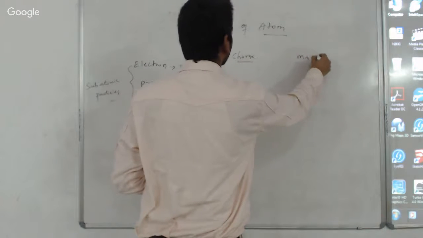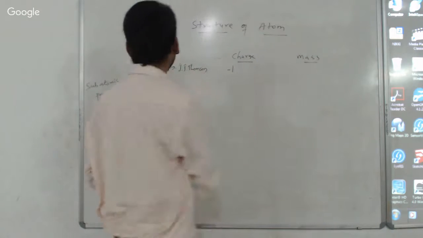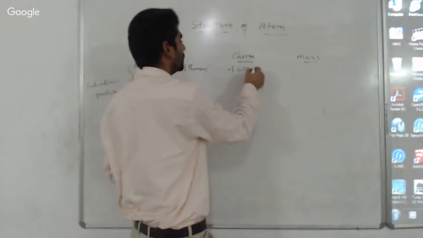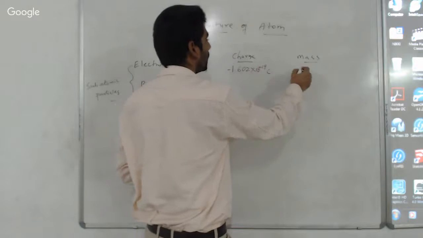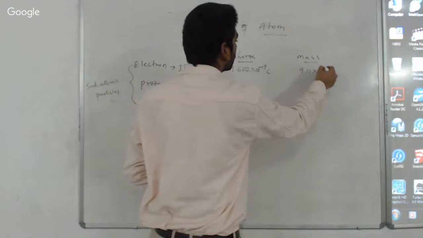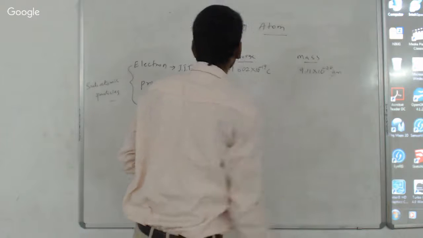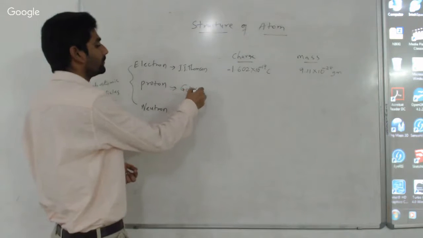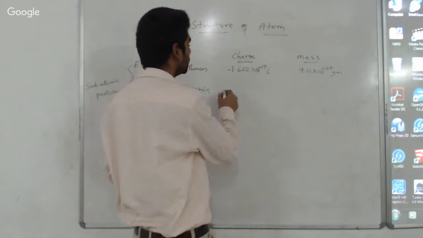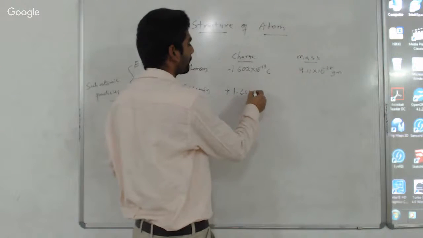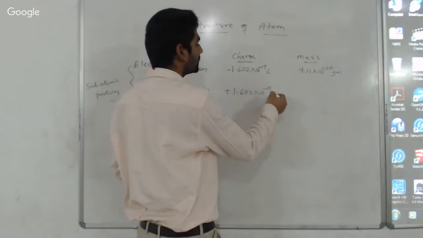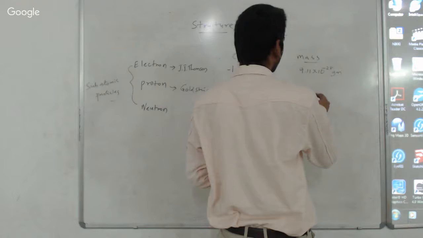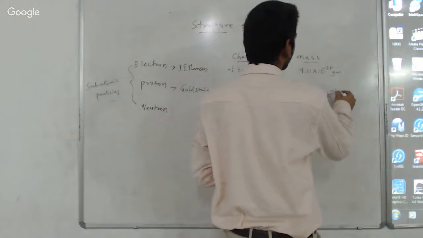Electrons are negatively charged particles. Charge is minus 1.602 into 10 to the power minus 19 coulombs, and mass is 9.11 into 10 to the power minus 28 grams. Protons were discovered by Goldstein. These are positively charged particles. C means coulombs, the charge unit. Mass of the proton is 1.672 into 10 to the power of minus 24 grams.